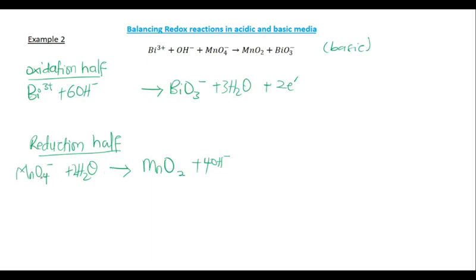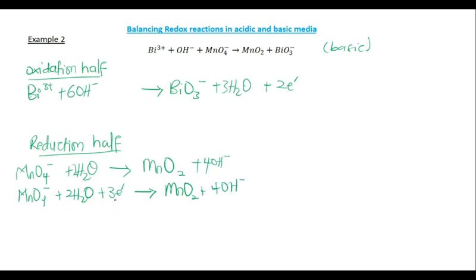Now if we look at this, we have a charge of minus 1 over here, and then we have minus 4 over here. So it means we need to add 3 moles of electrons to this side to make it minus 4. So let me rewrite this over here beautifully. We have this plus 2 moles of water plus 3 moles of electrons to balance the charge. Then we have MnO2 plus 4 moles of OH minus.